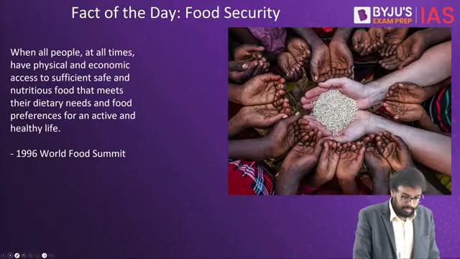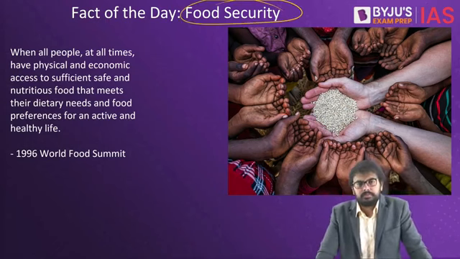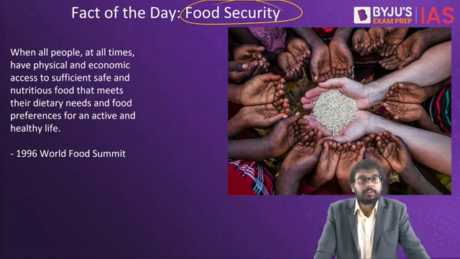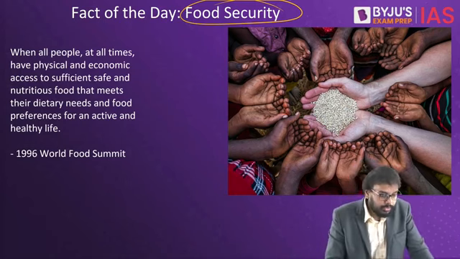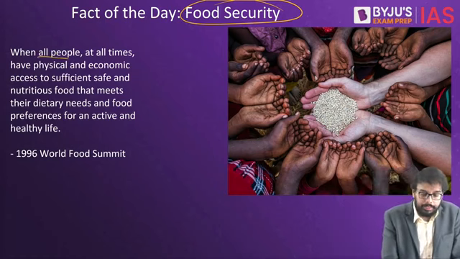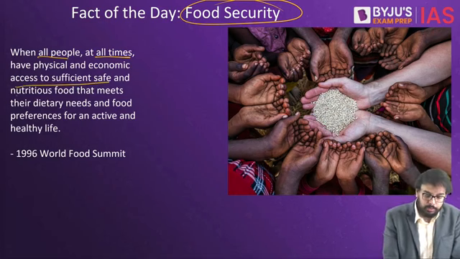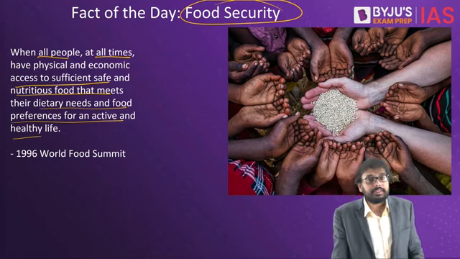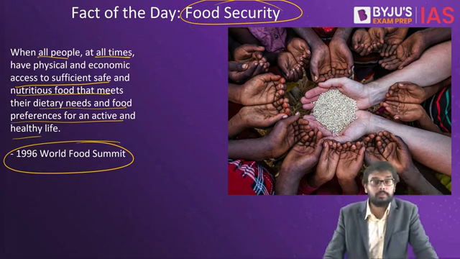So now we'll be taking up the fact of the day. So fact of the day is food security. You would have heard about food security a lot of times. So what is the actual definition of food security? The actual definition is that when all the people at all times have physical and economic access to sufficient, safe, nutritious food that meets the dietary need and food preference of an active, healthy life. This is the definition of food security as per the 1996 World Food Summit.